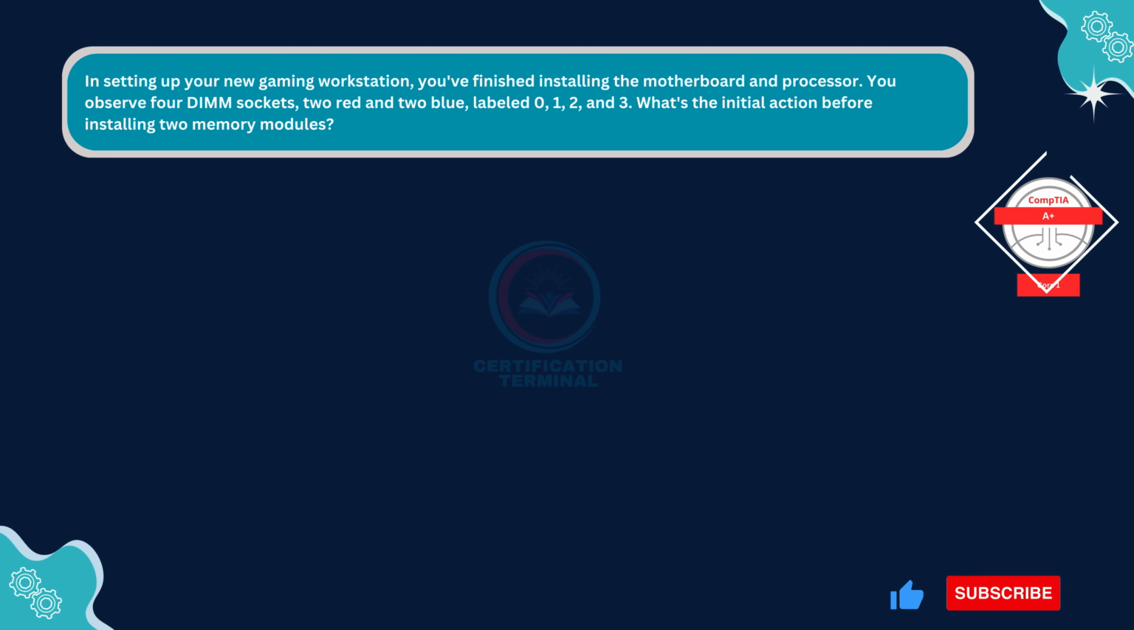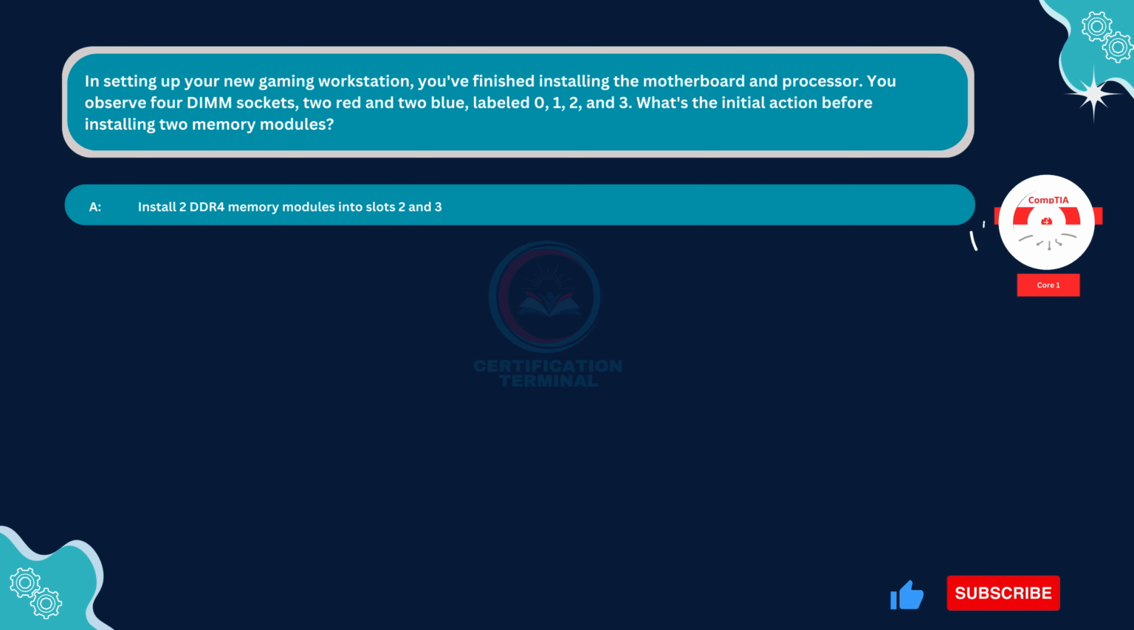Next question. In setting up your new gaming workstation, you finished installing the motherboard and processor. You observe 4 DIMM sockets, 2 red and 2 blue, labeled 0, 1, 2, and 3. What's the initial action before installing 2 memory modules?